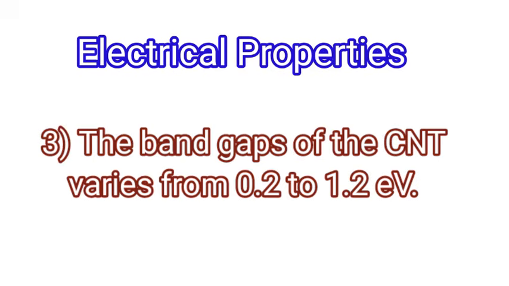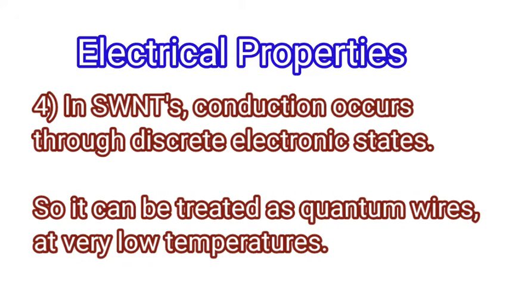The band gap of the carbon nanotubes varies from 0.2 to 1.2 electron volt along the tube axis. In single-walled carbon nanotubes, conduction occurs through discrete electronic states, so it can be used as quantum wires at very low temperatures.